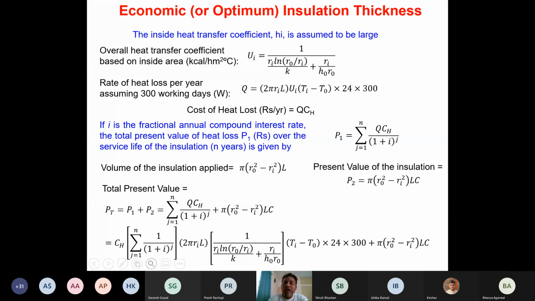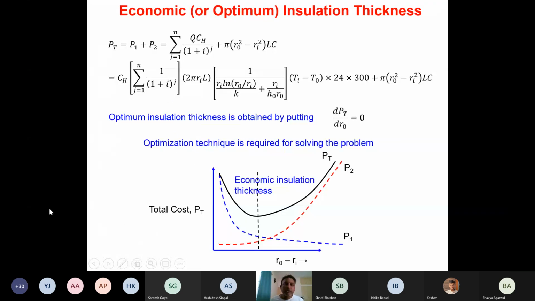Now we have to find out the value of R0 which is going to give me the minimum value of PT. So what we have to do is differentiate dPT by dR0 and equate it to 0, and based on that we find the optimum value of R0. So that is what we have to do here. Optimum insulation thickness is obtained by putting dPT by dR0 equals 0.